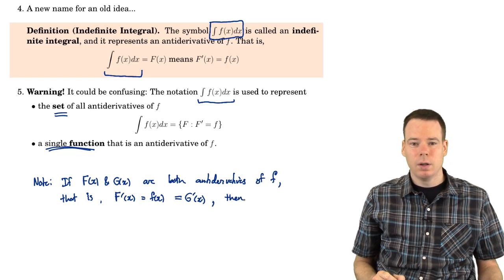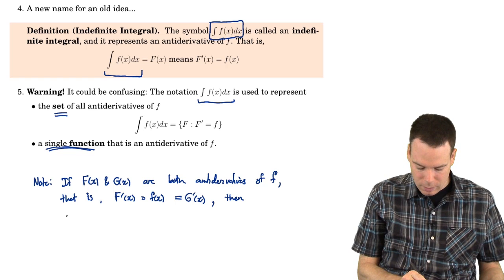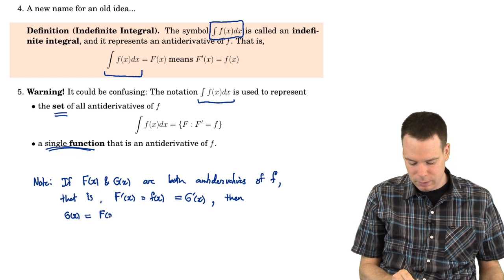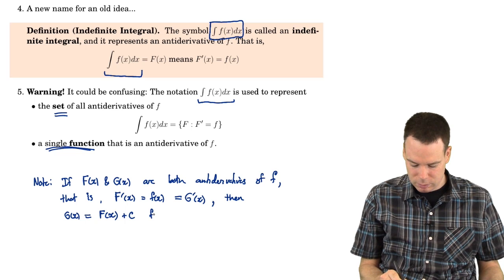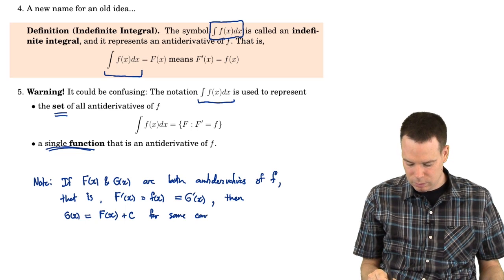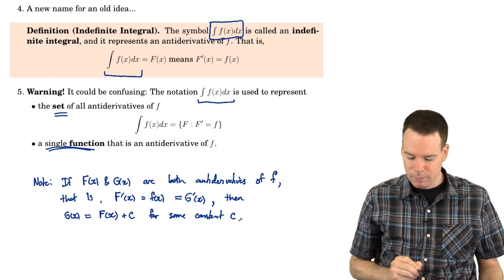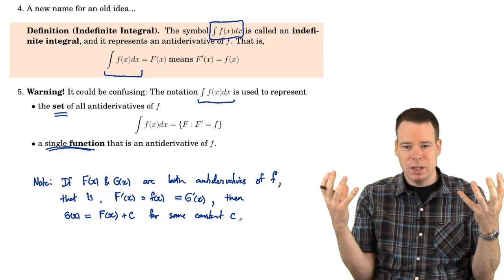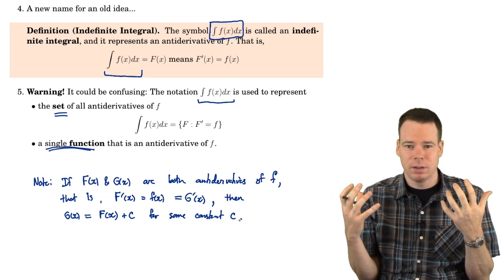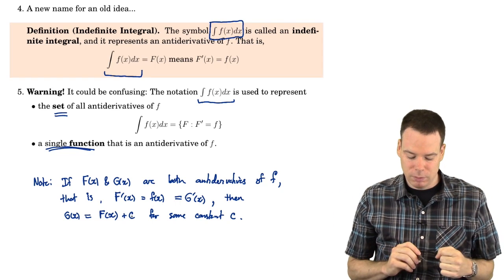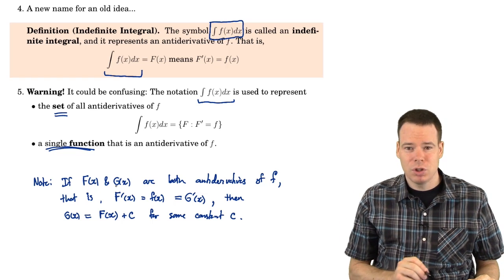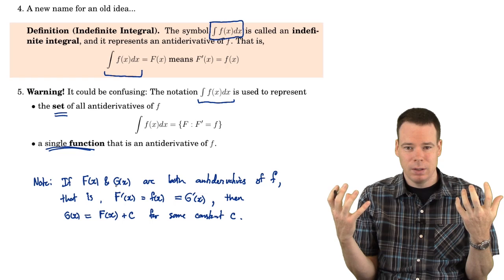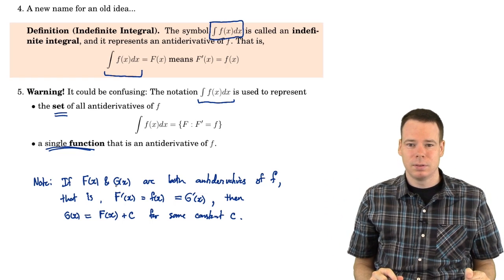Then, what can we say? Well then, big G of x has to be big F of x up to addition of a constant, for some constant c. In other words, big F and big G have to differ by at most a constant. They could be the same. Constant could be 0. If F and G are both antiderivatives, maybe they were just the same function. But at worst case scenario, if big F and big G are both antiderivatives and they're different from each other, their difference is just some constant.